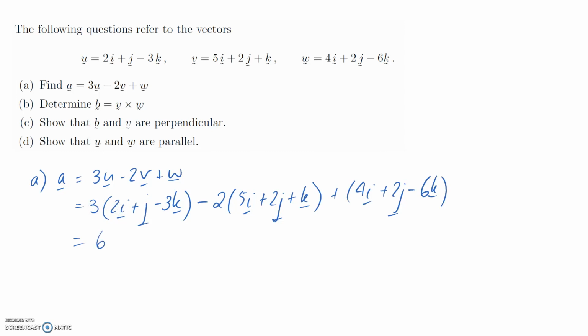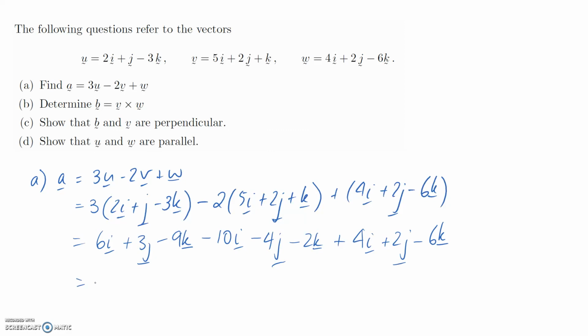So 3 times 2 gives me 6i, 3j from that one, and then 3 times negative 3 gives me negative 9k. I'm then going to have negative 2 times 5, so negative 10i, negative 2 times 2j leaves you with negative 4j, and then negative 2k. And then the last one I can pretty much just copy out.